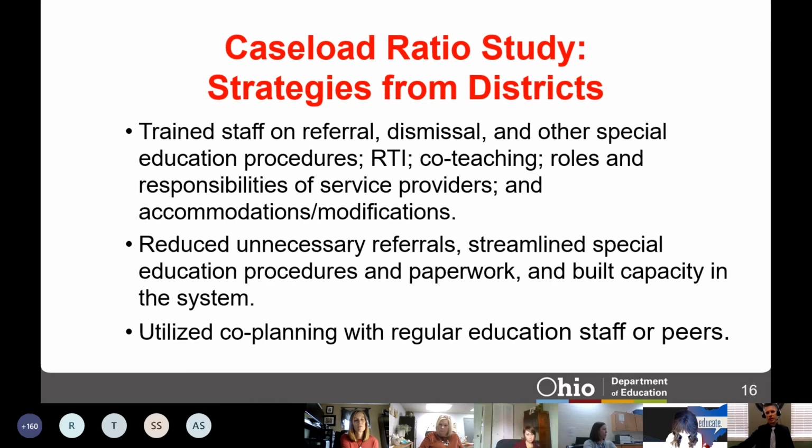And then utilizing co-planning as well. So giving the service providers time to co-plan with regular education staff so that they are able to develop those lessons that would be implemented in that least restrictive environment.